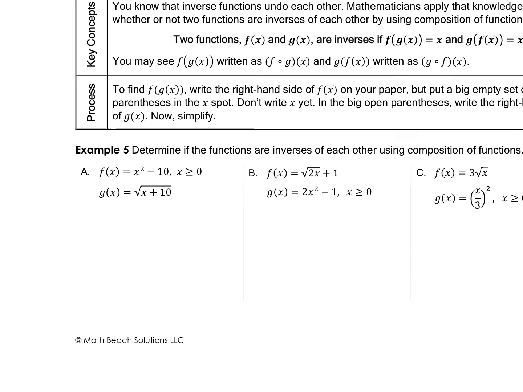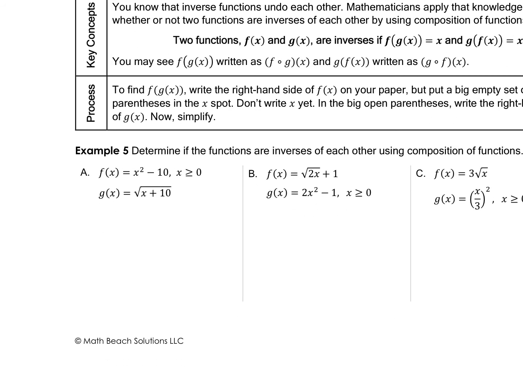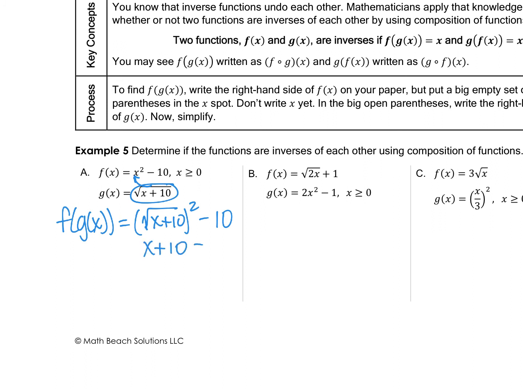So remember, we've talked about this before. We're just plugging one into the other and then vice versa to make sure that it equals x. So I'll take the first one, plug it in. So that's going to be square root of x plus 10 squared minus 10. When I have a square root, I square it, it gets rid of it. So I have x plus 10 minus 10, which gives me x. That one works.